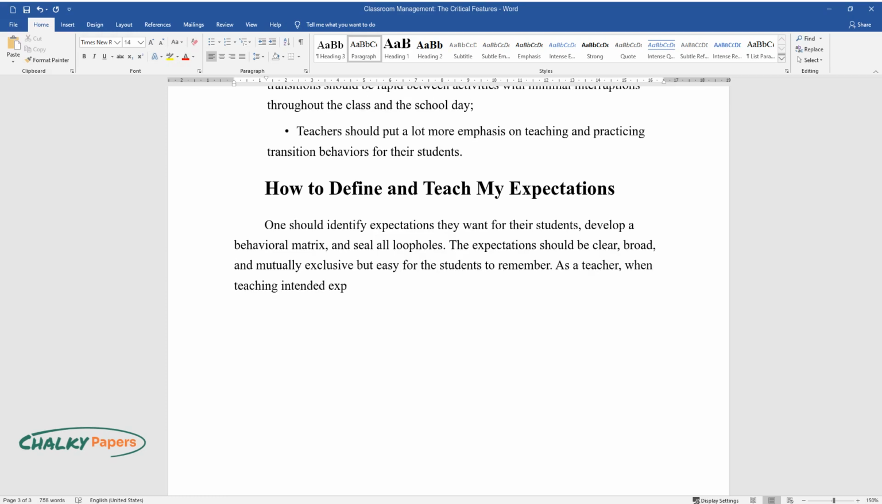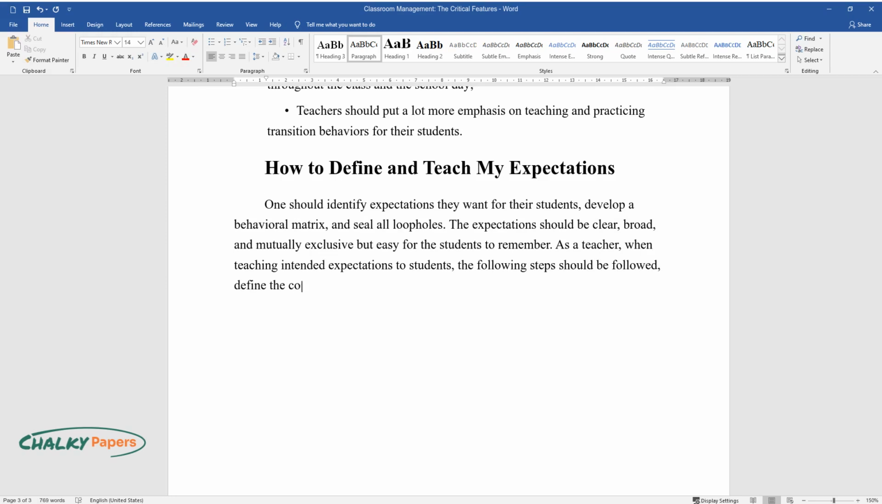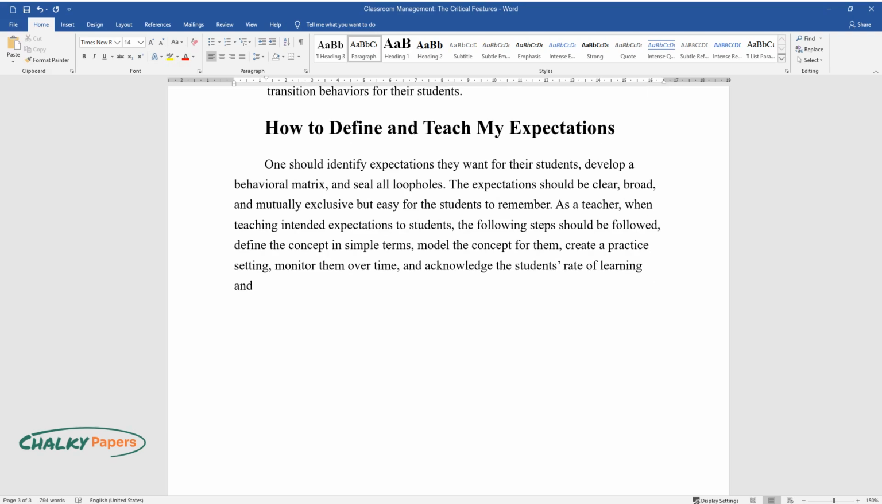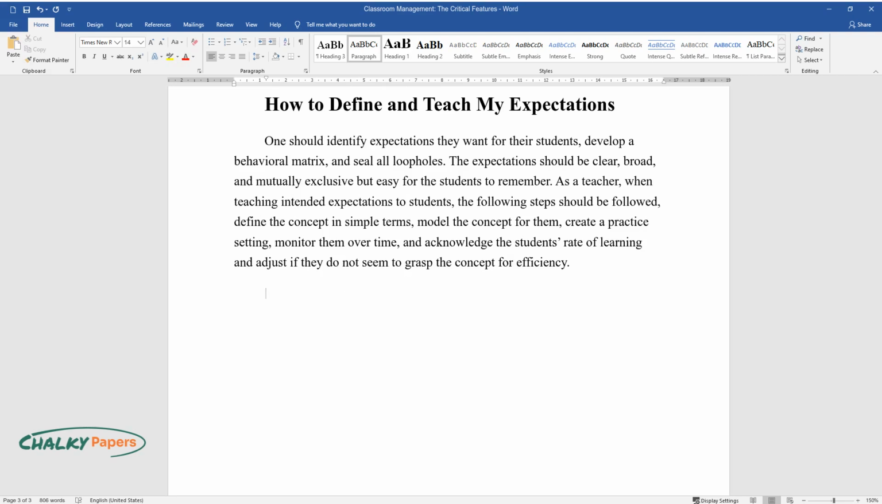As a teacher, when teaching intended expectations to students, the following steps should be followed: define the concept in simple terms, model the concept for them, create a practice setting, monitor them over time, and acknowledge the students' rate of learning and adjust if they do not seem to grasp the concept for efficiency.